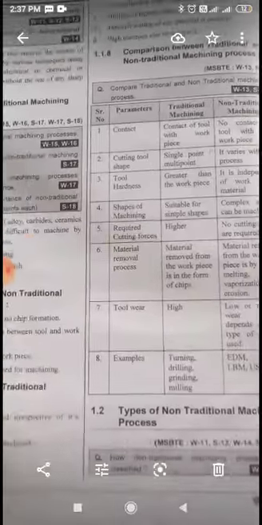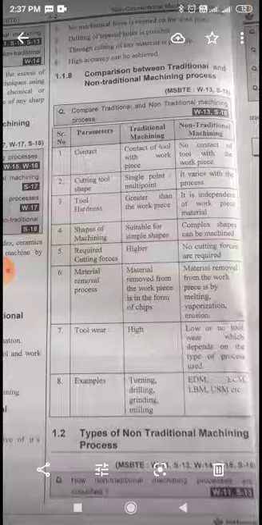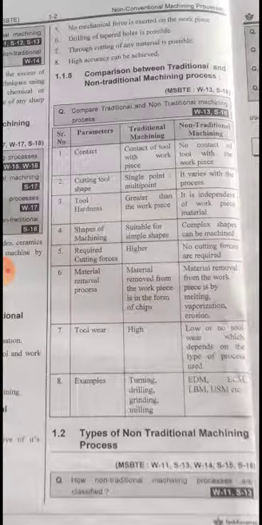Okay, wait. No mechanical force is exerted on the workpiece, because there is no contact between the tool and the workpiece, therefore there will be no forces. Now, drilling of tapered holes is possible. By a drilling machine we can't drill a tapered hole, but by these non-traditional processes we can drill tapered holes also.